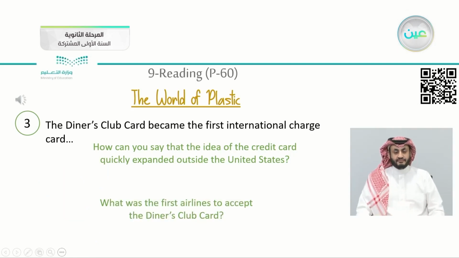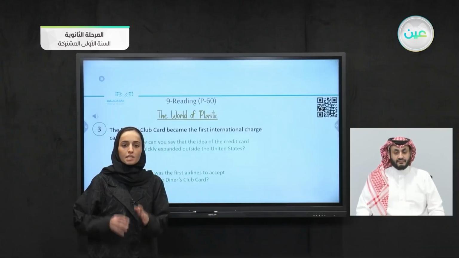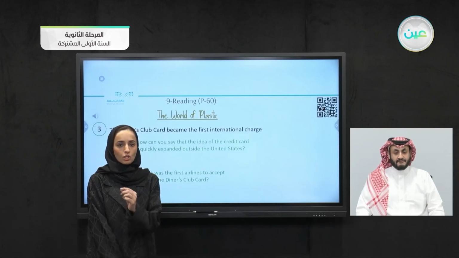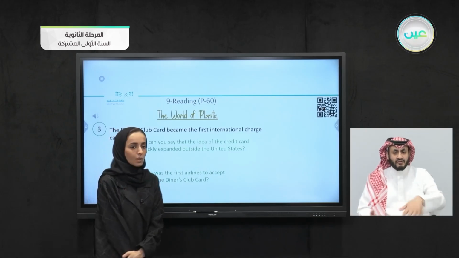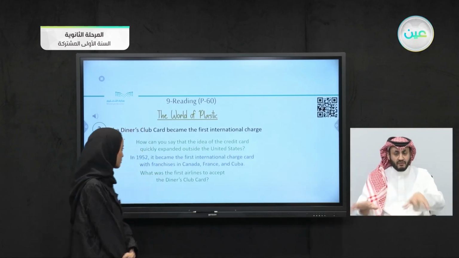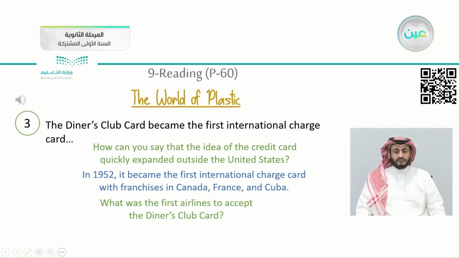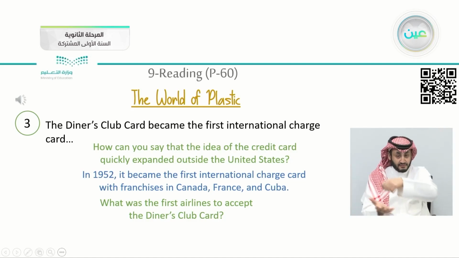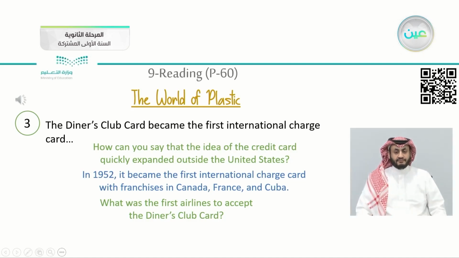So now we can say that the idea of credit card expanded outside the United States, not only in the States, but outside the United States. How can you tell? What is the proof? In 1952, it became the first international charge card with franchises in Canada, France, and Cuba. What are the franchises? They are like other branches, other companies, not only in the States, they are in Canada, Cuba, and in France. This is how to tell that it expanded outside the United States.